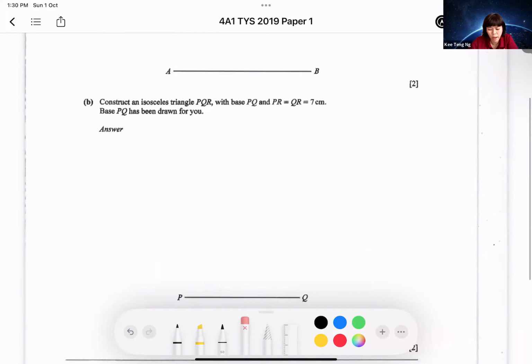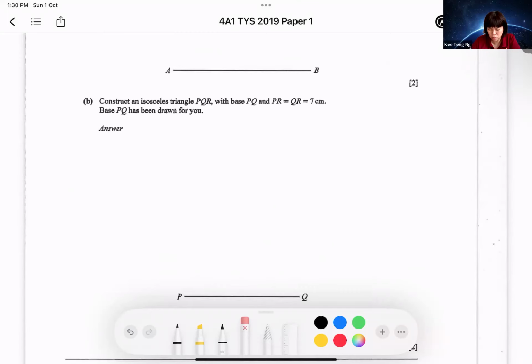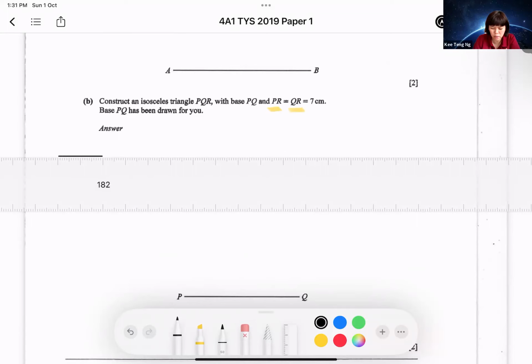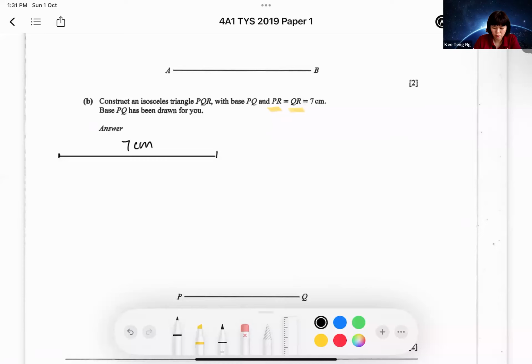Next one, construct an isosceles triangle such that PQ is the base, but they tell you that PR and QR are both 7 cm. R is the letter that's missing. So what you need to do, you need to open up your compass. You need to measure 7 cm. Open up your compass 7 cm, right?